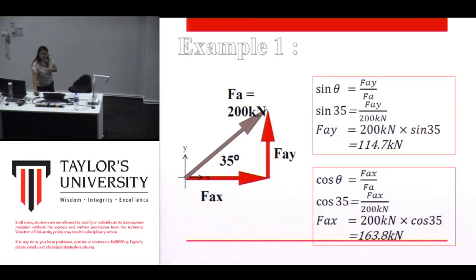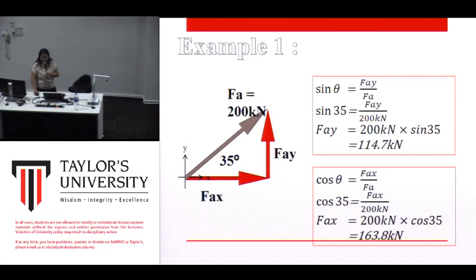No? Okay. Alright. So, you just put in the info. Sine 35 equals Fay. The Y component is something that you're looking for, which you are not sure of, so leave it as it is, divided by the hypotenuse, which is 200 kilonewton. So you rearrange everything, and you will have Fay equals 114.7. Because Fay is acting upward, that's why it is positive.